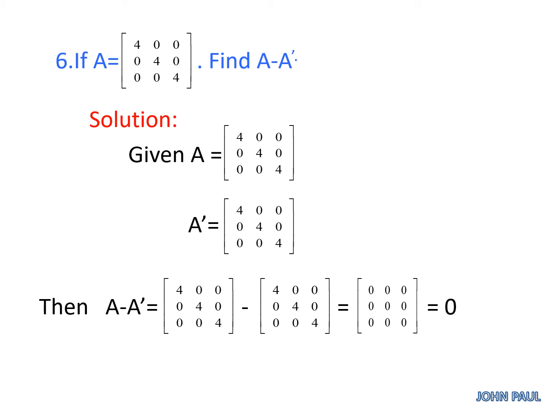Then A minus A transpose, substitute the values. So by simplification, we got the value as 0.